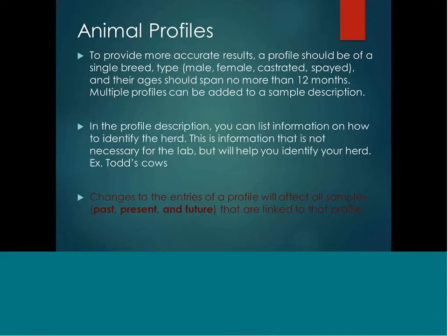To provide more accurate results, a profile should be of a single breed type, whether that's male, female, and then if they're castrated or spayed. And their ages should span no more than 12 months apart.